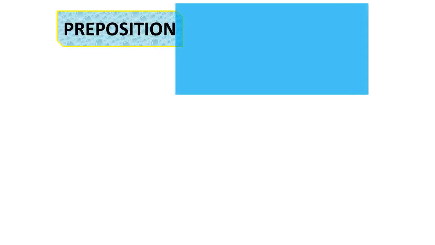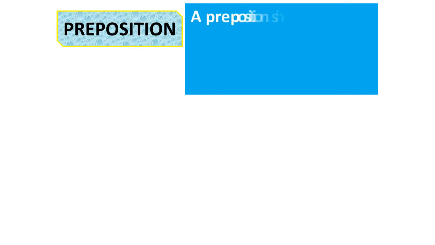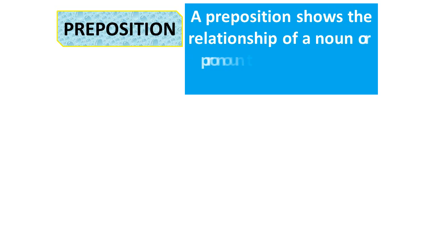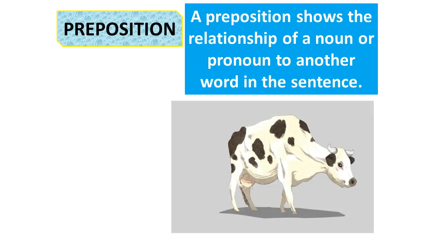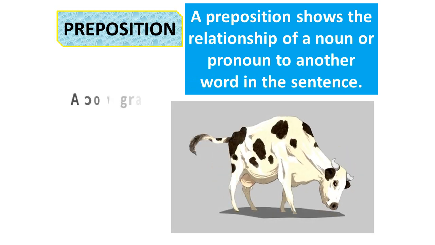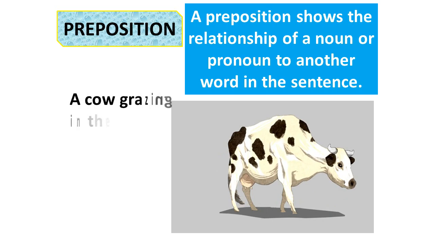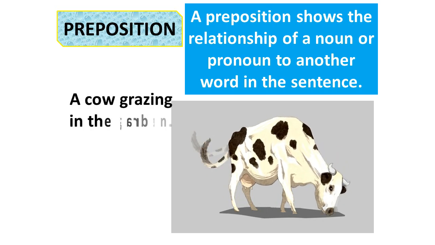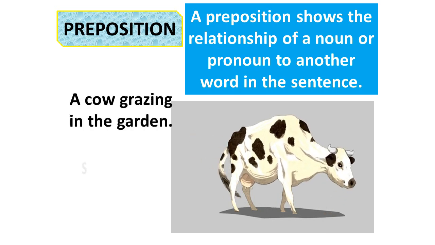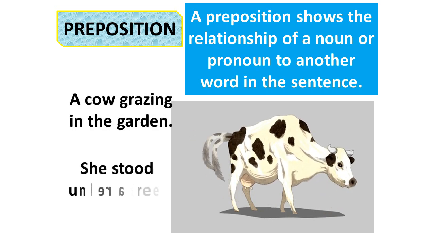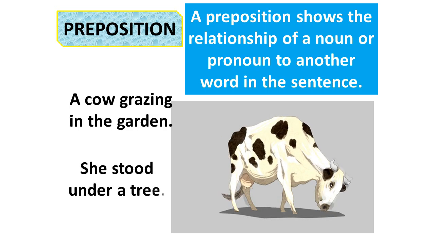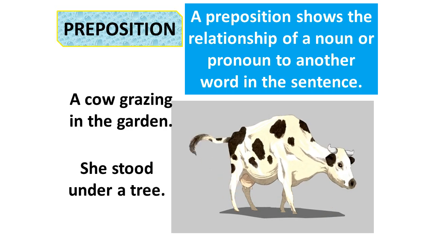Preposition. A preposition shows the relationship of a noun or pronoun to another word in the sentence. A cow is grazing in the garden. She stood under a tree.